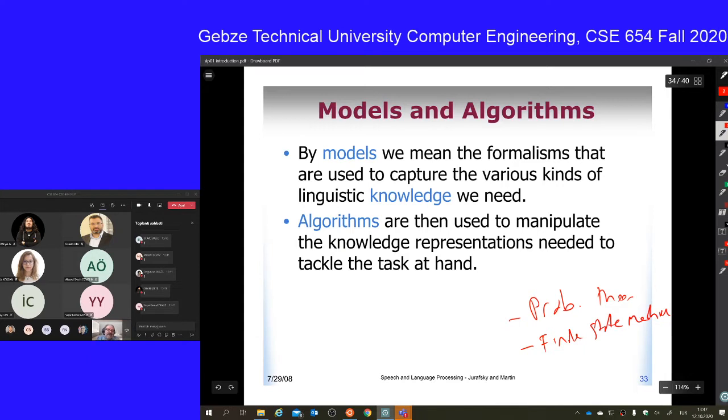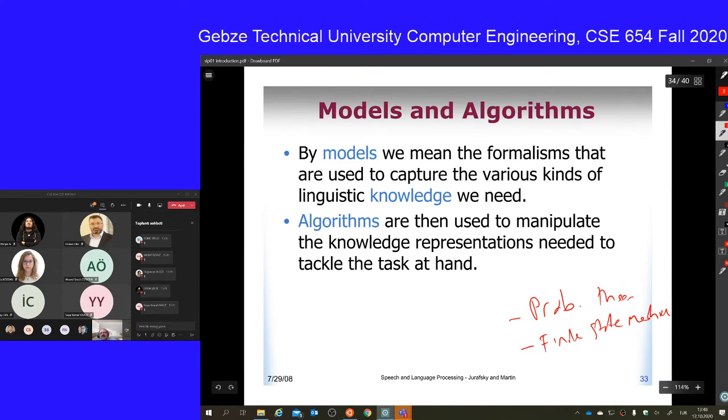Are another models that we use to capture linguistic knowledge, and then we have algorithms. We don't just capture the information and look at the information. We use that model to write algorithms so that we can do deductions on them. We can produce results such as summarization or sentiment analysis or translation. So these are the two things that we're going to look at a lot.